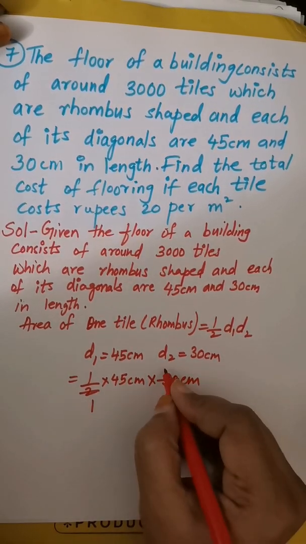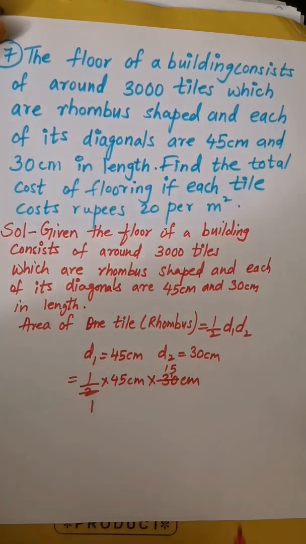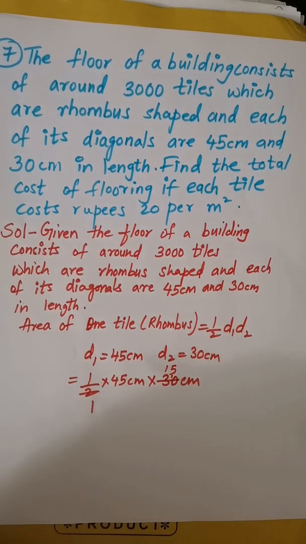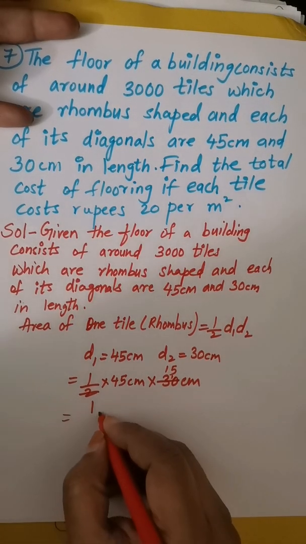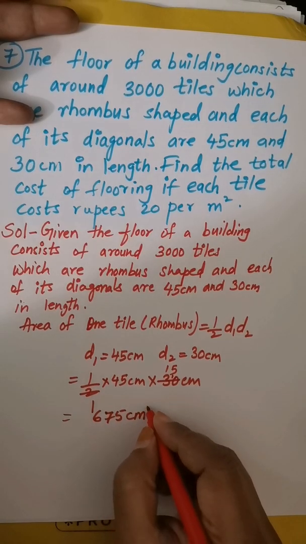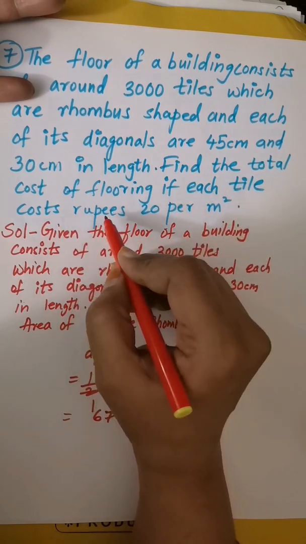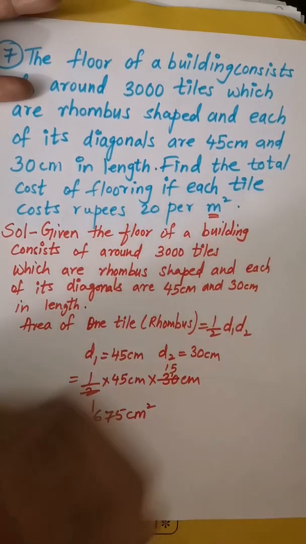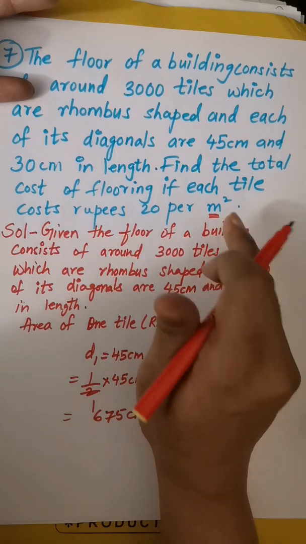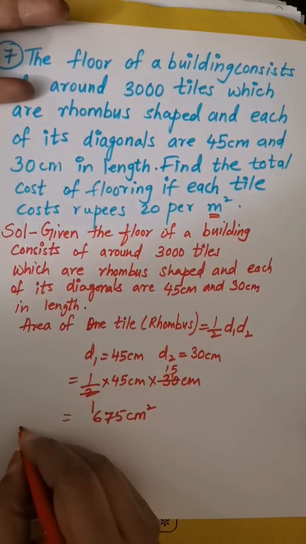2 ones are 2, 2 ones are 2, 5s are. So 45 into 15. If you multiply 45 into 15, the answer will be 675 centimeter square. Now here the cost of flooring, if each tile costs 20 per meter square, it is given in meter square, children. Now this is the area of one tile, but how many tiles are there?